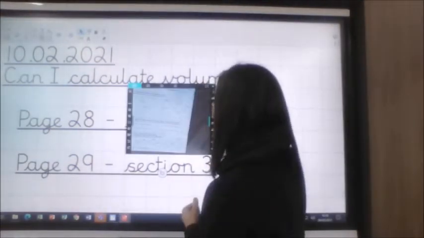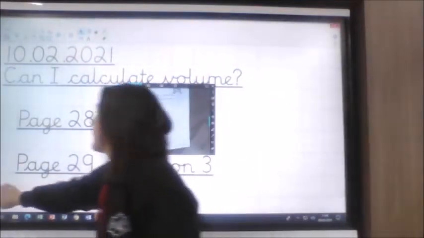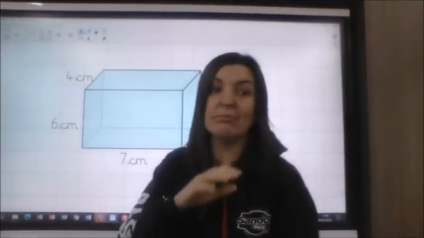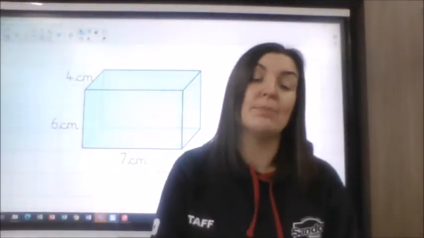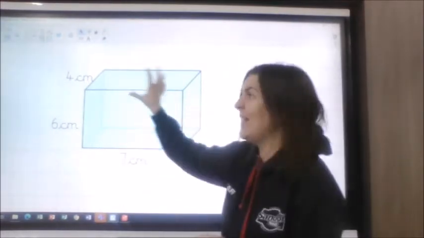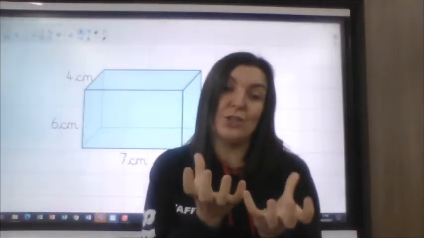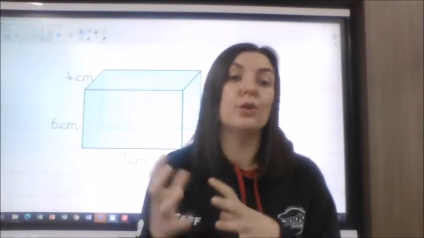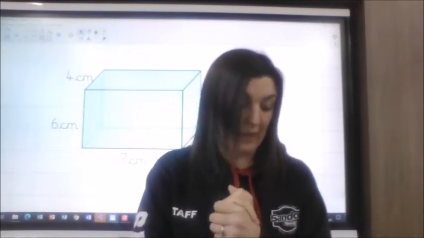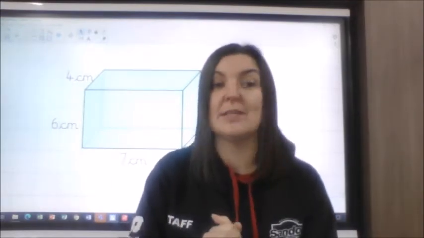I will just show you. It's this section here on page 28, section 3, and it's this section here on page 29, section 3. And it's all about volume. So volume then. We did area, which was the inside of a 2D shape. Volume is the inside when you've got a 3D shape, when you've got a cube or a cuboid. They're the ones we're going to be looking at today, cubes and cuboids.